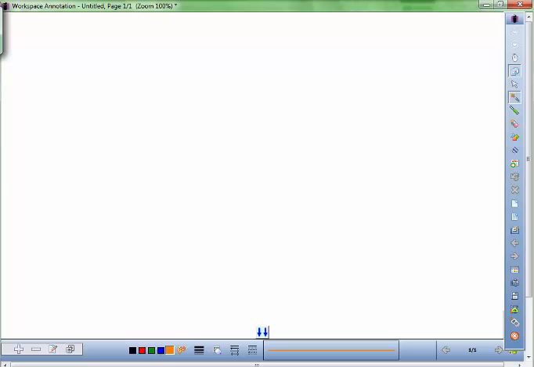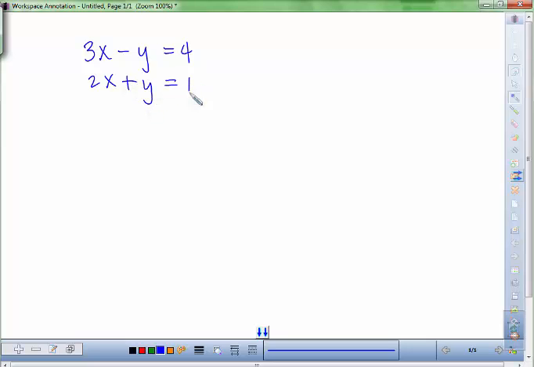Let's start off with just a two-dimensional system: 3x minus y is equal to 4 and 2x plus y is equal to 1. In order for us to solve this, we remember techniques from algebra where we would solve for one of the variables, eliminate one of the variables, or do some sort of substitution. At this point, I'm not too interested in solving for this. I'm just interested in transforming this into a matrix.